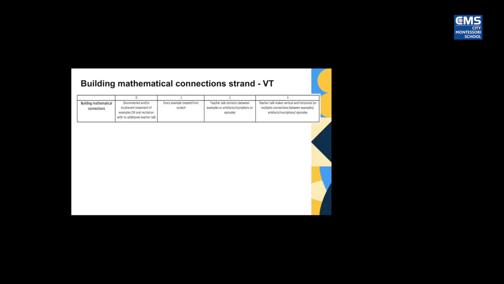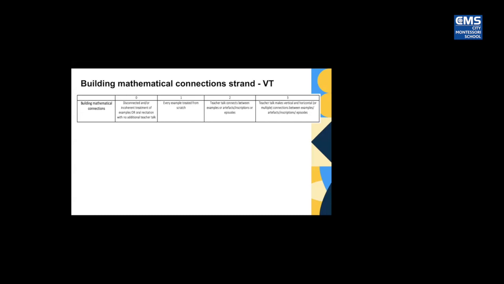which again for us is underpinned by variation theory, was this idea about building mathematical connections. And I've shown you examples already of how we often see a very disconnected way of treating examples and working with them from scratch every time, rather than taking some results as established, and then building on those. So again, we had a coding here.